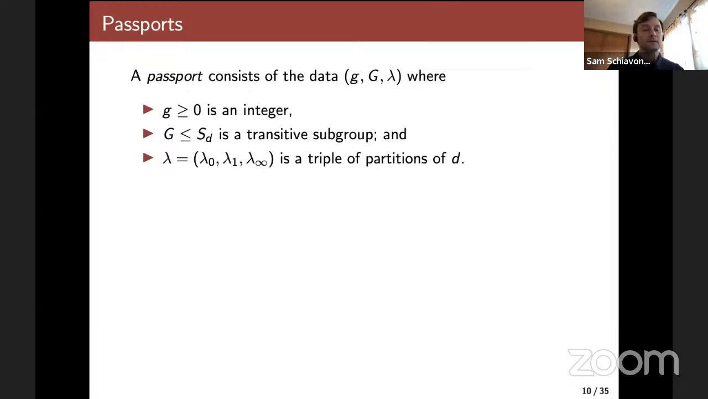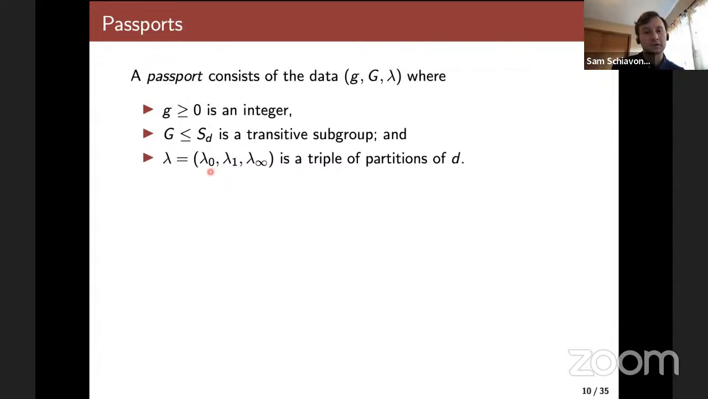Okay, so these permutation triples can be organized into passports. The idea is that we want to find the Galois orbits of Belyi maps, and these passports are Galois invariant, so they must be unions of orbits. A passport consists of the data of three things: a little g, a big G, and a lambda, where little g is a non-negative integer, capital G is a transitive subgroup of the symmetric group on D characters, and lambda is three partitions of D.